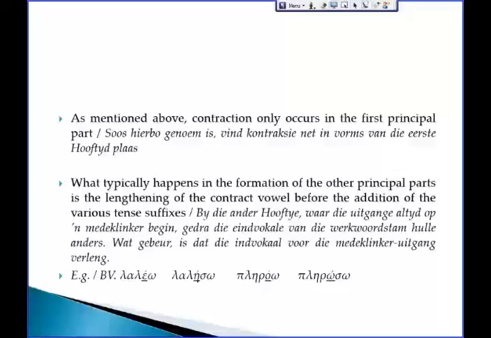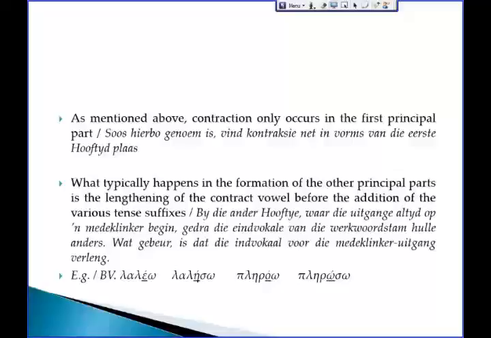Okay. So as mentioned above, I indicated that it only occurs in the first principal part. The future, the aorist, the perfect, it's business as usual, right? Like I said, only in the present indicative active, in all modes and moods. Whether it's middle, passive, it applies here. Okay? Any question? Are we going? All right.